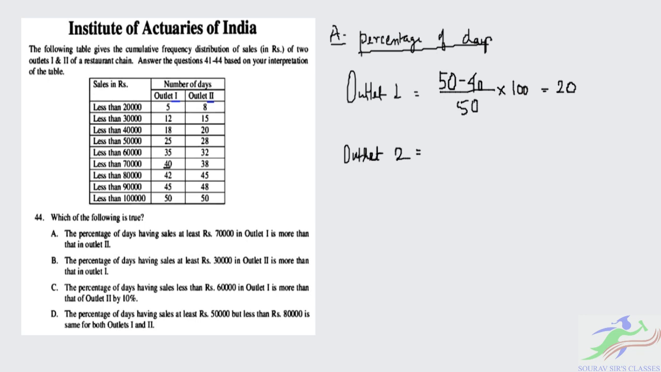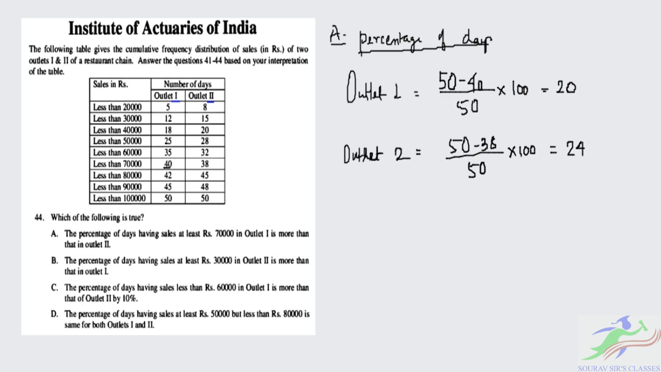And in case of outlet 2 we have this 38, so here it is 50 minus 38 by 50 into 100, so here it is 12 into 2, that is 24. So A is not the correct option because 24 is greater than 20, right? Now check with option B.